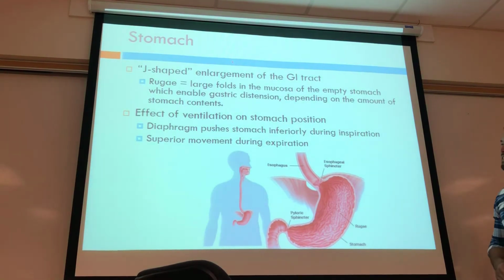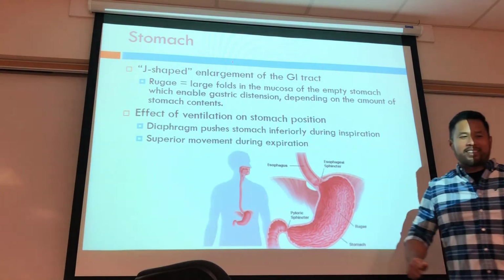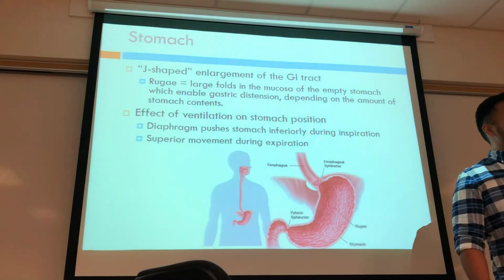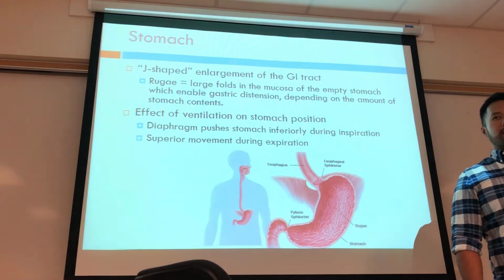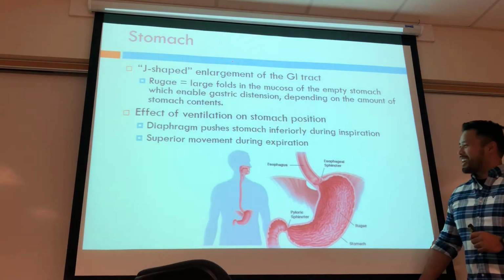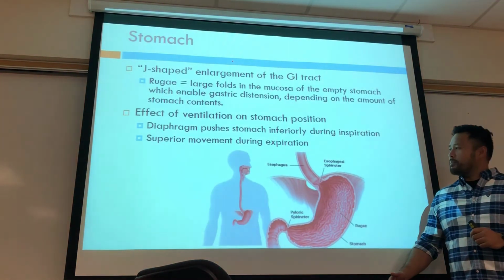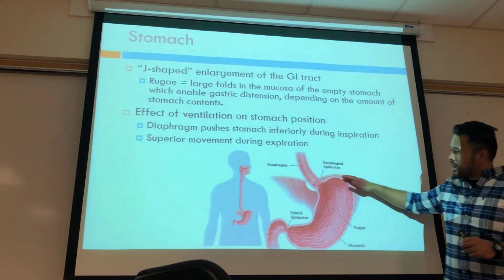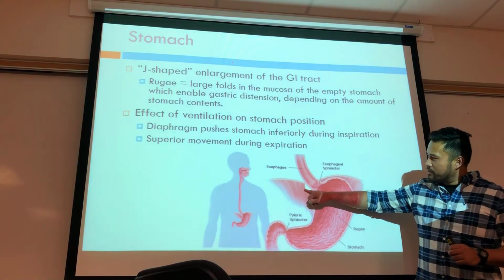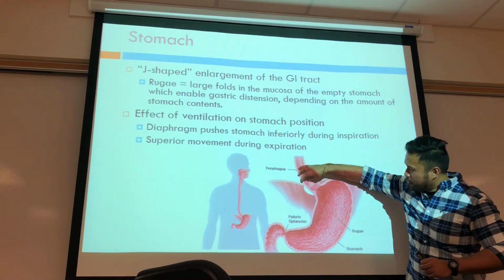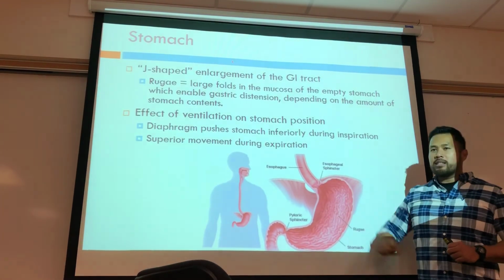Another thing to think about, something I'm quite guilty of especially during Thanksgiving, is the effect of ventilation on stomach position. If you ever notice, after eating a fairly heavy meal, you can't breathe. Why is that? Because you eat too much. Of course, that's partly it. But looking at the position of the stomach, in the diaphragm you have a little area called the esophageal hiatus, where the esophagus can travel through to make its way into the stomach.